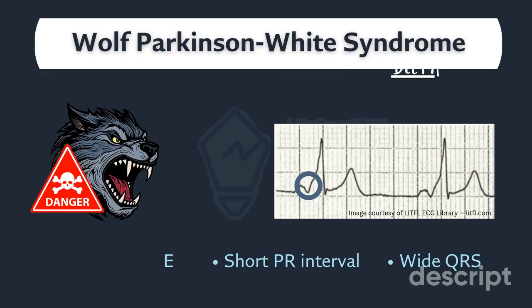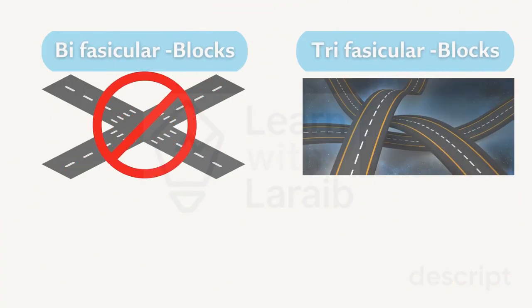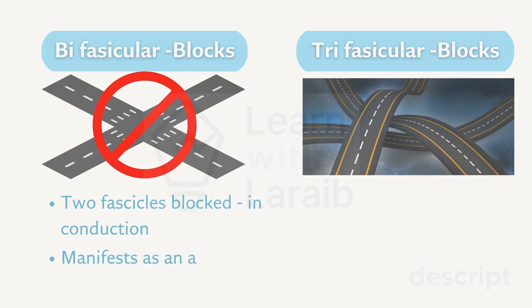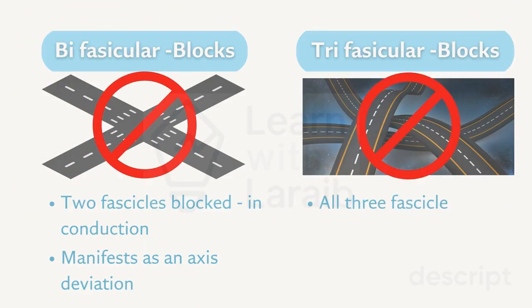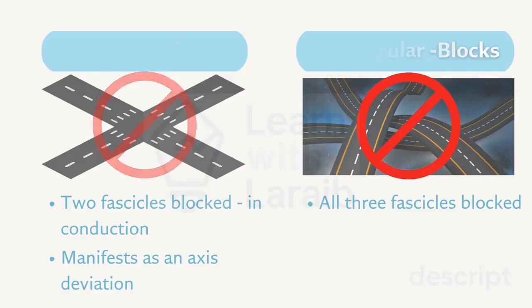Last but not the least, bifascular block is when there is a block in two conduction pathways and it is commonly shown as axis deviation. For example, left axis deviation in left anterior hemiblock. Trifascular block is when there is a combination of bifascular block and first degree heart block. Basically, all three conduction pathways are blocked.